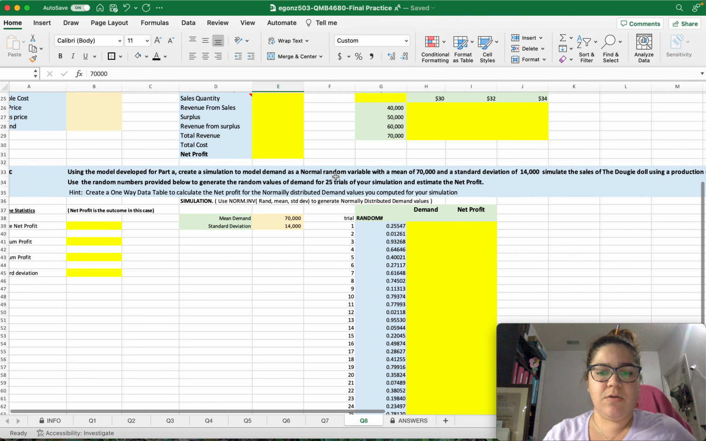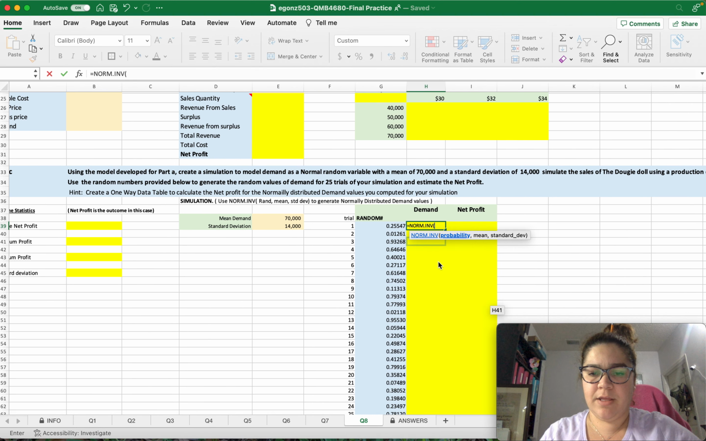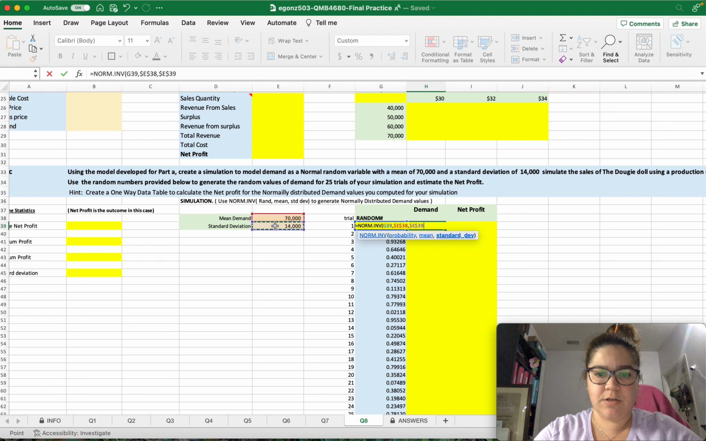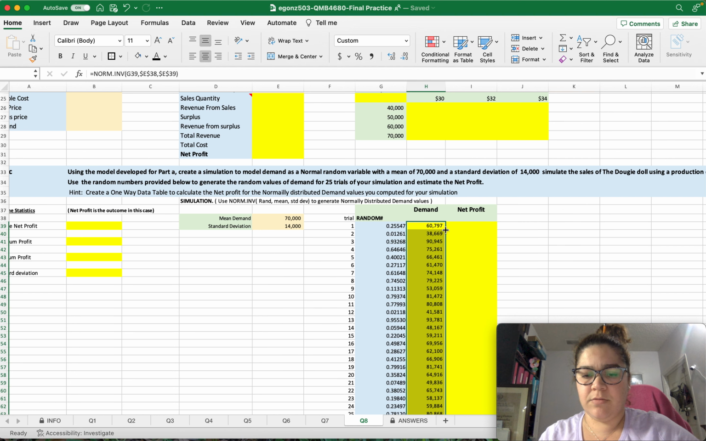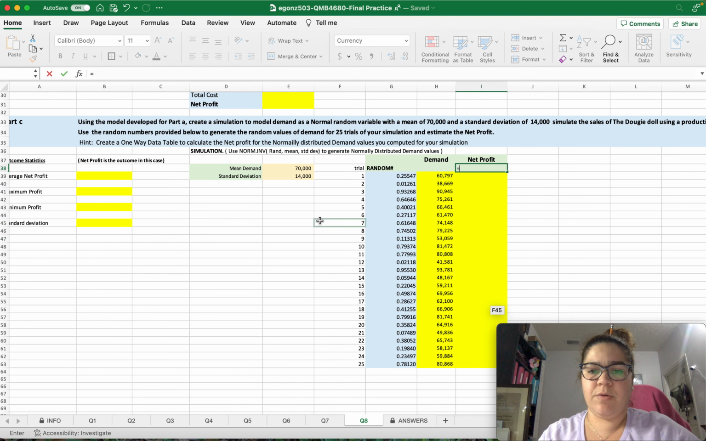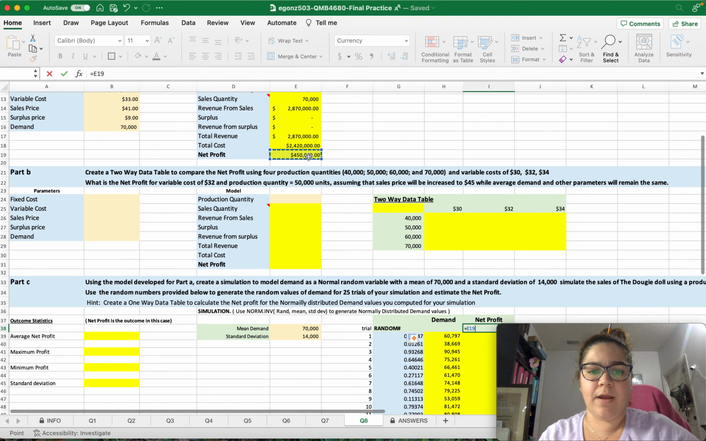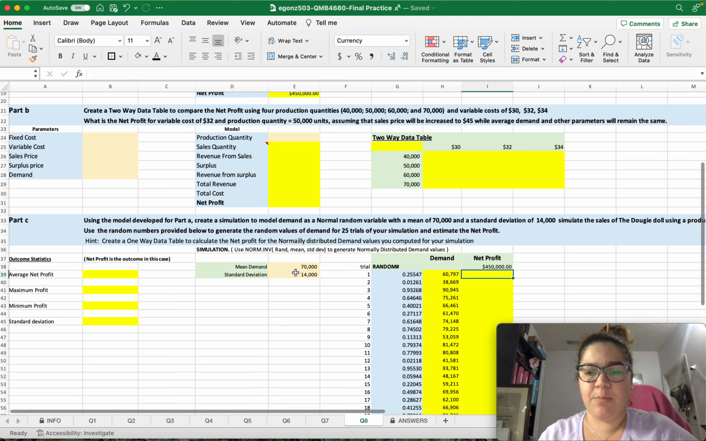Okay, so here for the demand, we're going to use the NORM.INV formula. We're going to use this probability, and then this mean. I'm going to anchor it because I don't want it to move. And then the standard deviation, I'm going to anchor it as well. I'm going to hit enter, and then drag it down, double click, and it should fill. For my net profit, I'm going to reference my net profit of part A. Why? Because it was a 70,000 production quantity, so it should be the same profit.